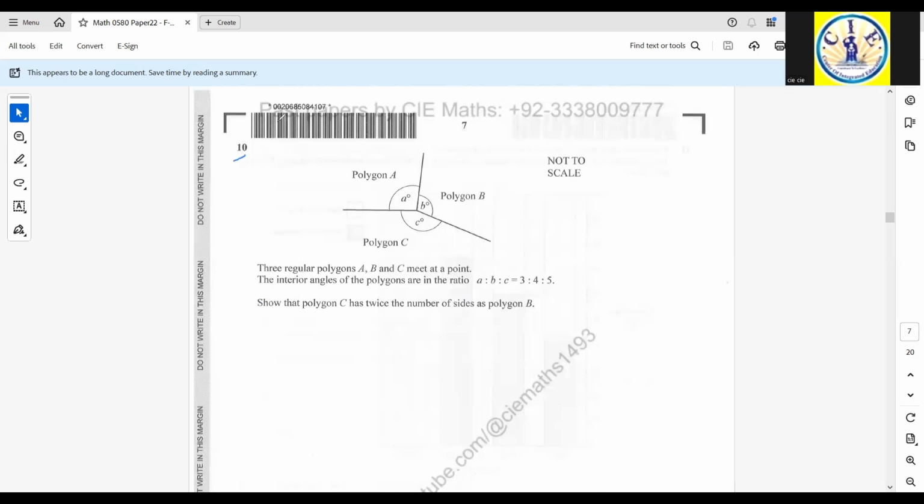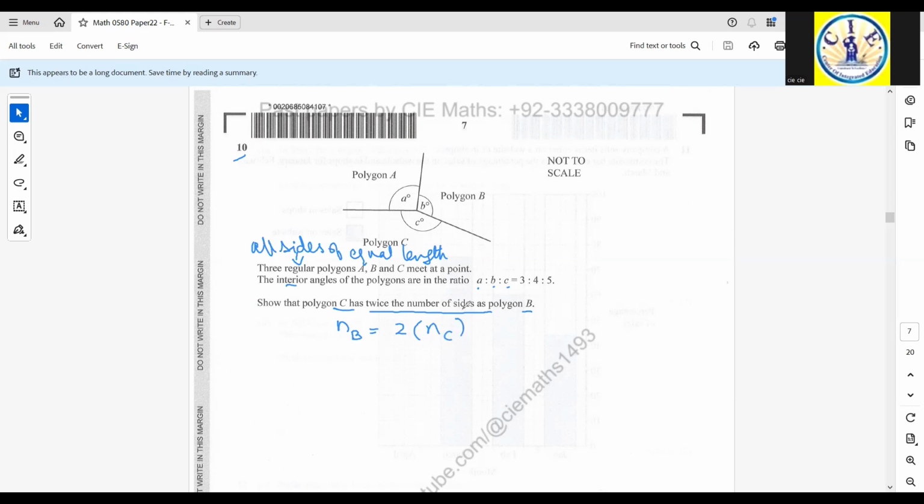Now question number 10. Three regular polygons A, B, and C meet at a point. The regular polygons are the polygons which have all sides of equal length. The interior angles of the polygons are in the ratio A to B to C equals 3 to 4 to 5. Show that polygon C has twice the number of sides as polygon B. So what I need to prove is that the number of sides of polygon C is 2 times the number of sides of polygon B.